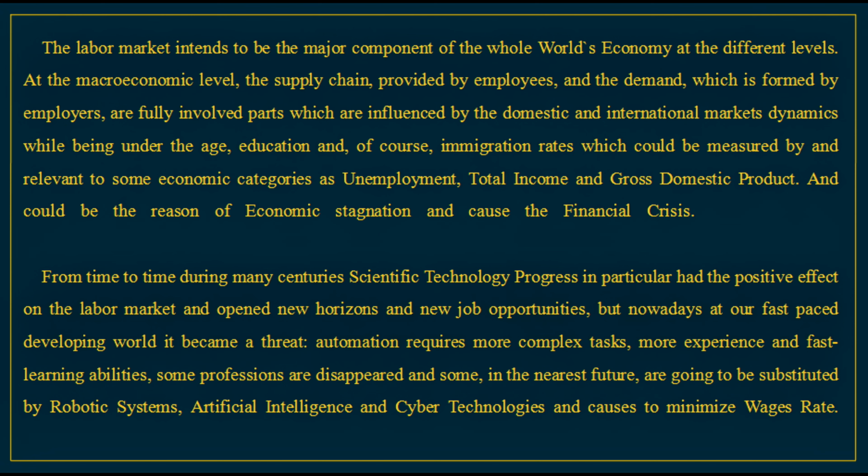From time to time, during many centuries, scientific and technological progress, in particular, had a positive effect on the labor market and opened new horizons and new job opportunities. But nowadays, in our fast-paced developing world, it has become a threat. Automation requires more complex tasks, more experience, and fast learning abilities. Some professions have disappeared, and some, in the nearest future, are going to be substituted by robotic systems, artificial intelligence, and cyber technologies, which causes wage rates to be minimized.